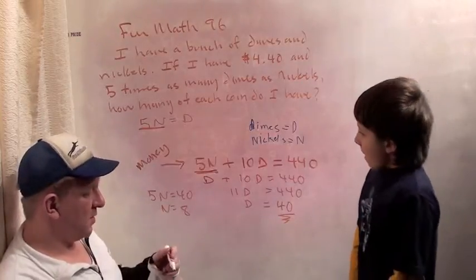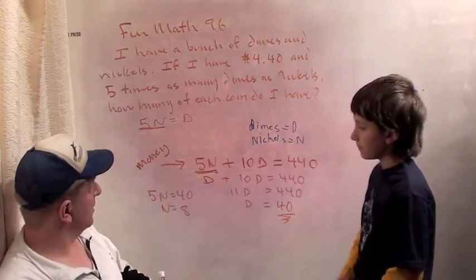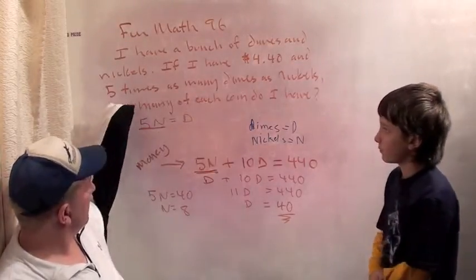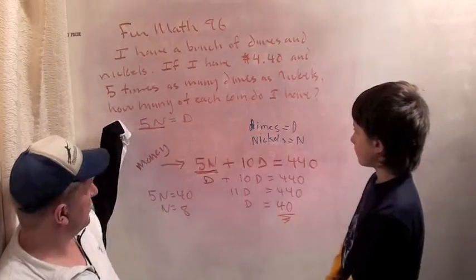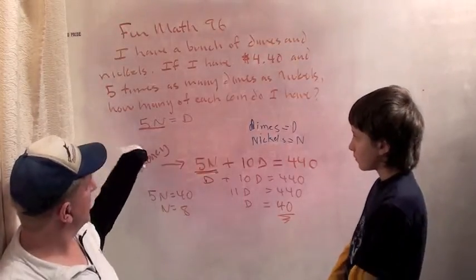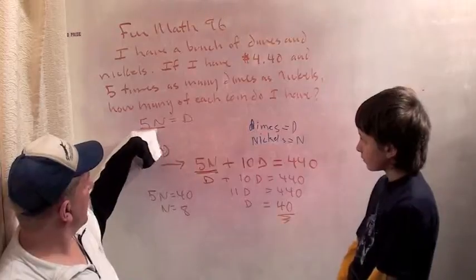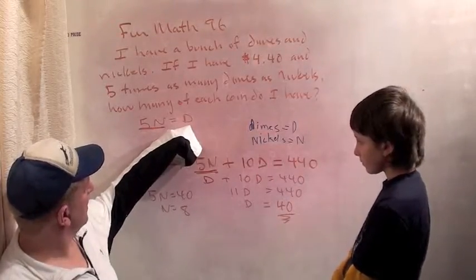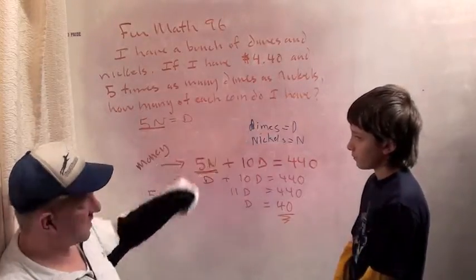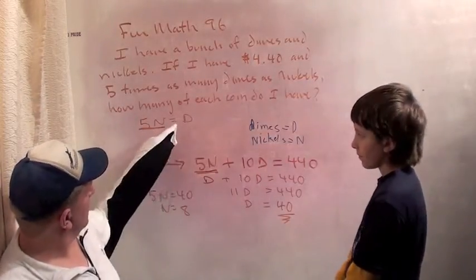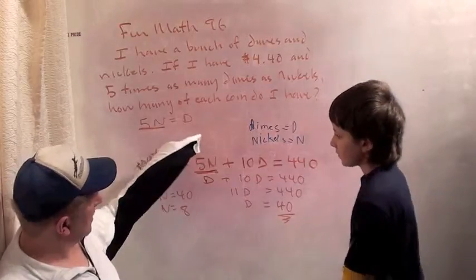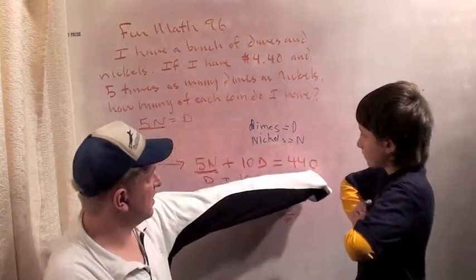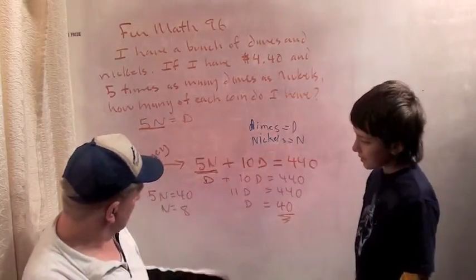Okay. So, let's review real quick. I have a bunch of dimes and nickels. If I have $4.40 and 5 times as many dimes as nickels, how many of each coin do I have? Well, our first thing we notice is that 5 times the number of nickels is the number of dimes. That's what it says when I have 5 times as many dimes as nickels. And then we use the equation involving the $4.40, which we just converted into cents. 440 cents, that makes it a lot easier.